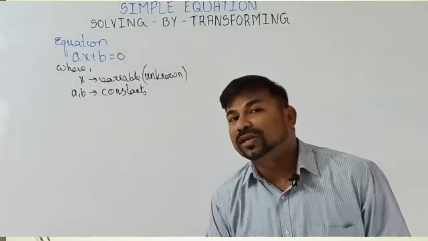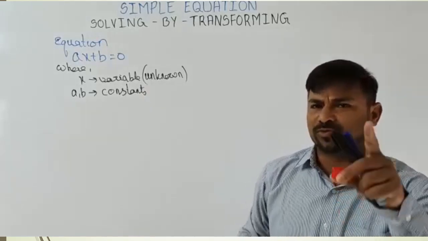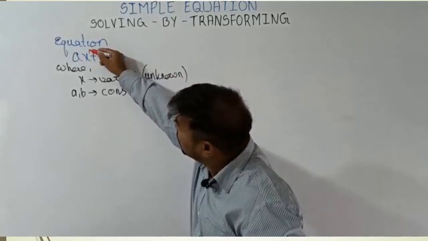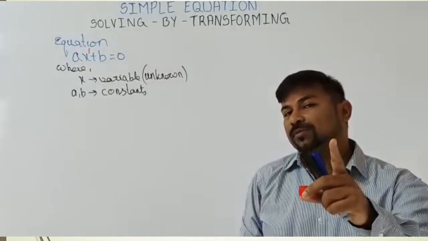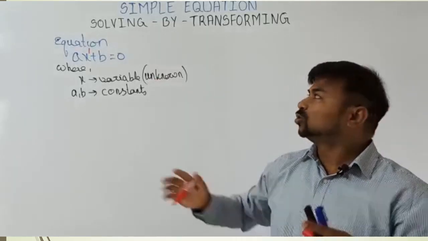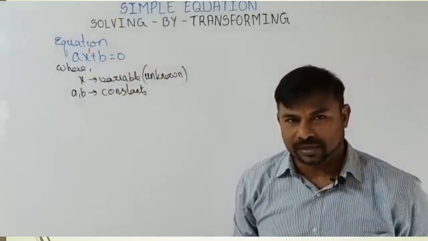So we have taken a simple equation. Why are we calling it simple? Because the power of the variable x here is only 1. So the power of the variable x is only 1 here. That's why we are calling it a simple equation.